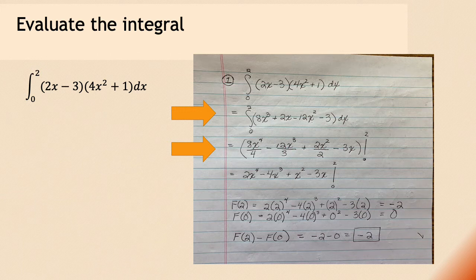Using the reverse power rule for all of these terms, we get an antiderivative of 8x to the 4th over 4, minus 12x to the 3rd over 3, plus 2x squared over 2, minus 3x, evaluated from 0 to 2. Then we simplify on the next line: 2x to the 4th minus 4x to the 3rd plus x squared minus 3x. Then we evaluate that antiderivative at the upper and lower bounds and simply subtract the two. You can see the work there, and when we subtract, we get minus 2.